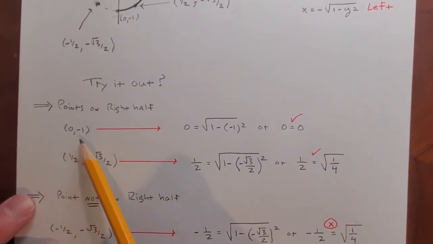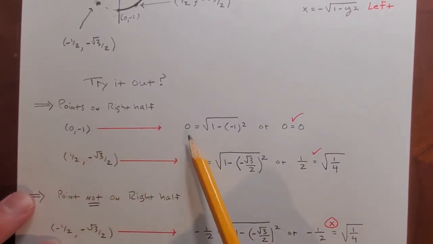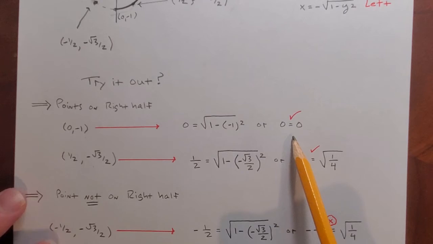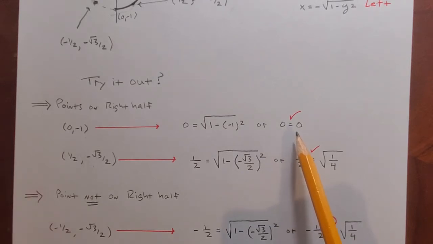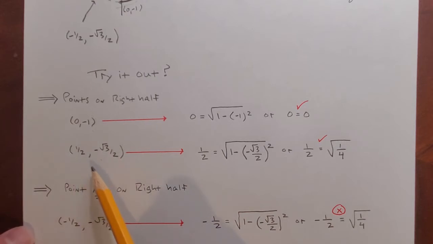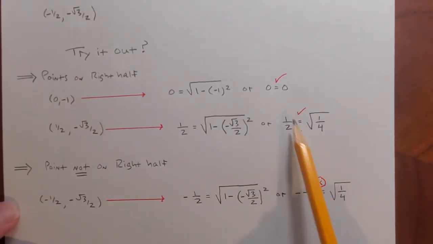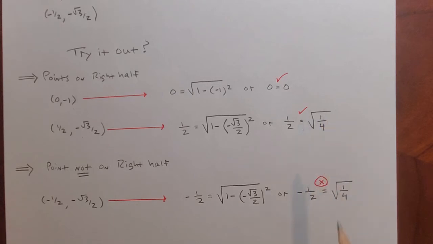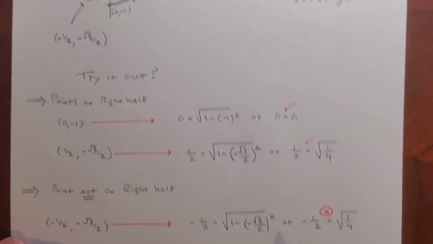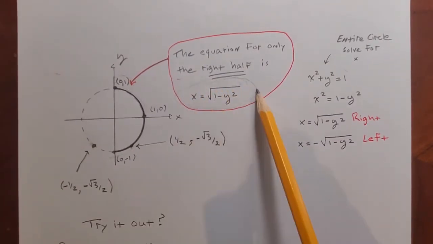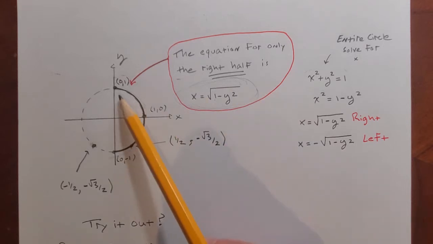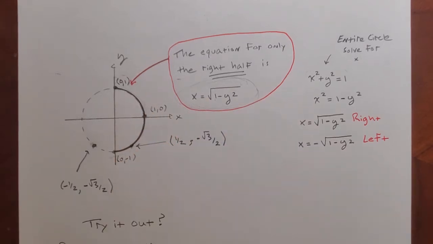If you took 0 and -1 and you put 0 for x, -1 for y, you would reduce to a true statement. It would say 0 equals 0. True, it works in the equation. If you took this point, 1/2 for x, -√3/2 for y, and you put it in this equation right here, it would also reduce to a true statement. 1/2 is equal to the positive root of 1/4. It's true. That's what this equation has to do with this geometric shape.